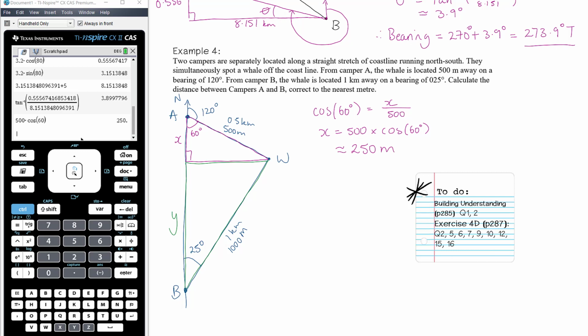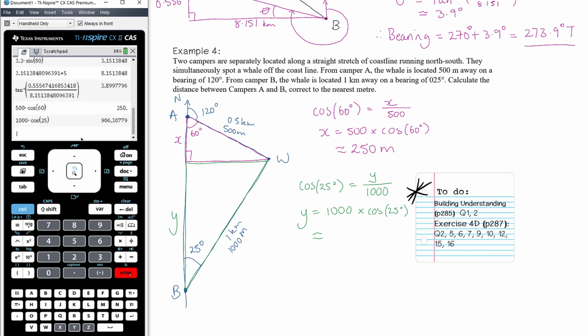And then in the green triangle, again we need to use cos. Y is the adjacent side and the 1 kilometre is the hypotenuse. So cos of 25 degrees is y over, I'm going to use the same units, we used metres in the last one, so let's use the 1,000 here. And so that means that y equals 1,000 times cos of 25 degrees. 1,000 times cos of 25. Okay, so this is 906.31 metres.